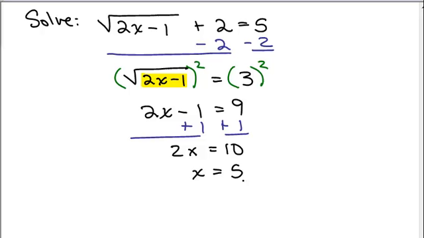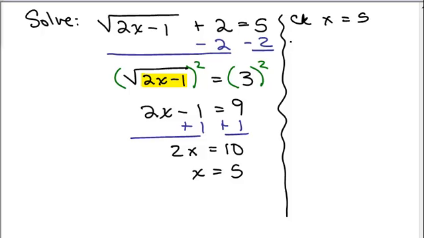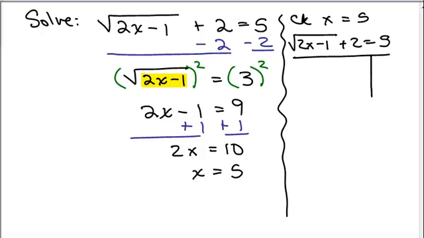So we want to make sure that checks in the original equation. So we check it. We're going to check x equals 5 in the square root of 2x minus 1 plus 2 equals 5. Make sure you do it in the original, not into the square root of 2x minus 1 equals 3. No. So we're going to put in 5 for x, so the square root of 2 times 5 minus 1, plus 2.